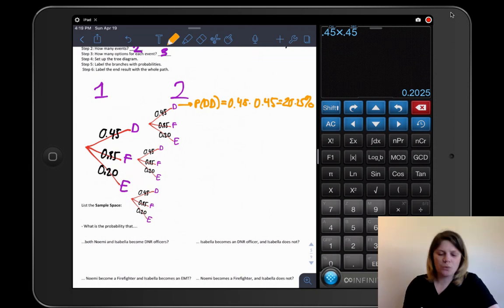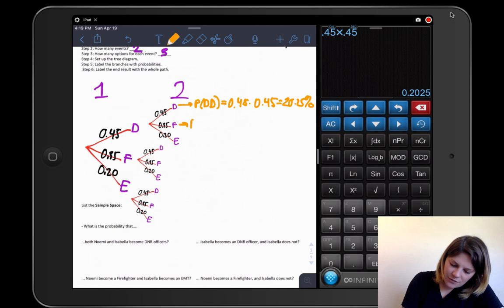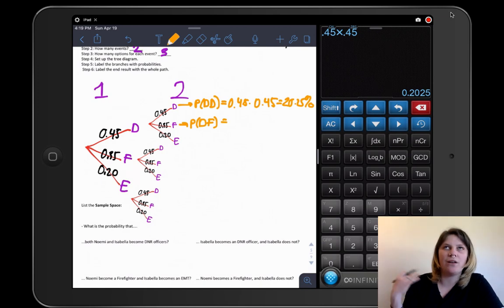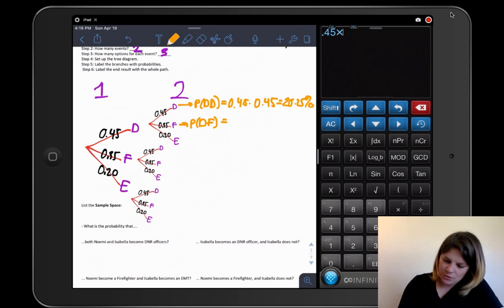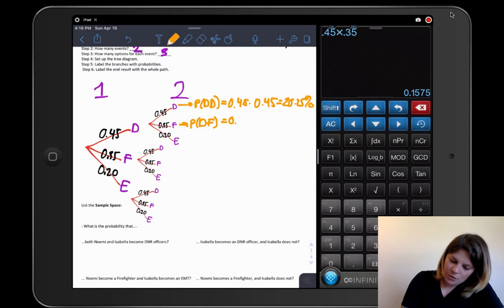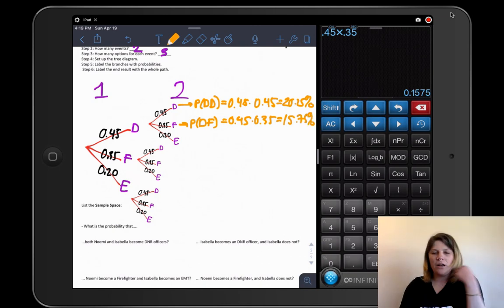Again, feel free to go through. The thing that is different about this one is that you have different probabilities, right? Everything was 0.5 or 1/2 before. Here, you are changing your percentages. So it's 0.35 for the second one. And we get 0.45 times 0.35, and that is 15.75%.